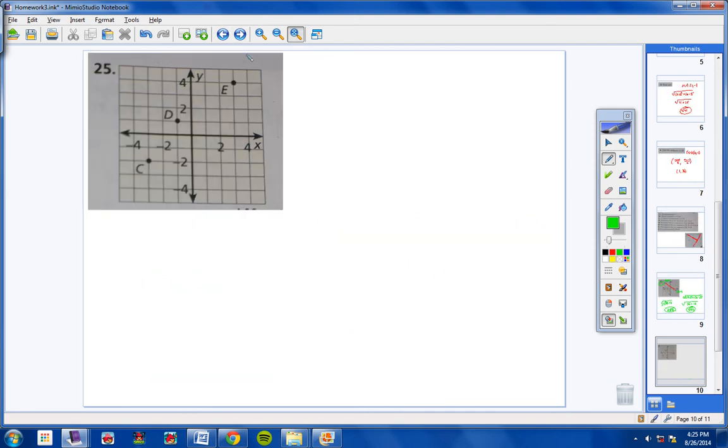Okay, and moving on to number 25. I believe at number 25 we stated that we're just going to find segment CE, the distance of CE. And so C here is going to be over 3 and down 2, so negative 3, negative 2. And this point right here is over 4 and up 4, so 4 comma 4. So let's find the distance between those 2 points, or in other words, the distance of the segment.